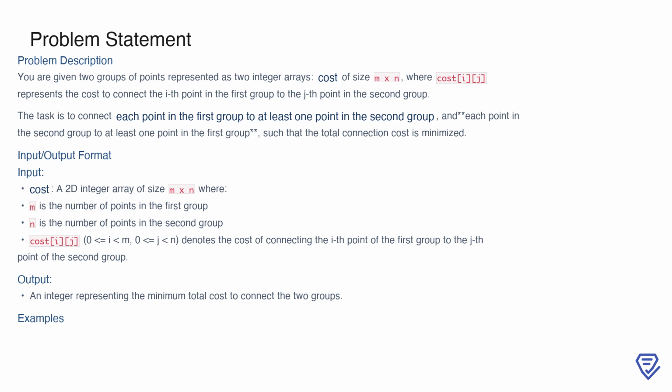The goal is to connect every point in the first group to at least one point in the second group, and vice versa, ensuring that every point in the second group is also connected to at least one point in the first group. The objective is to minimize the total cost of these connections. The output of the problem will be an integer representing this minimum total cost. This setup makes the problem a great candidate for optimization techniques like dynamic programming, as we need to evaluate all possible ways to connect the points efficiently.